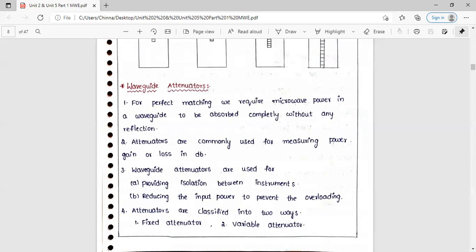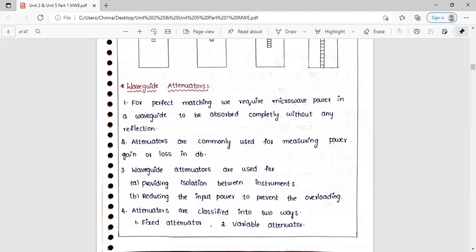Whenever you provide isolation, perfect matching takes place. Another important point is reducing the input power to prevent overloading. If you require only 50 dB of power but you are obtaining 70 dB, there you can use the attenuators. Attenuators are classified into two types: fixed attenuator and variable attenuator. Both support the main functionality of isolation between the instruments, and they also reduce the input power to prevent overloading.